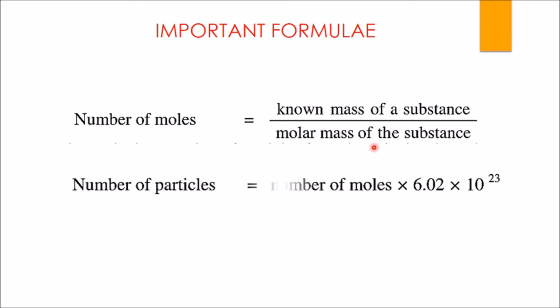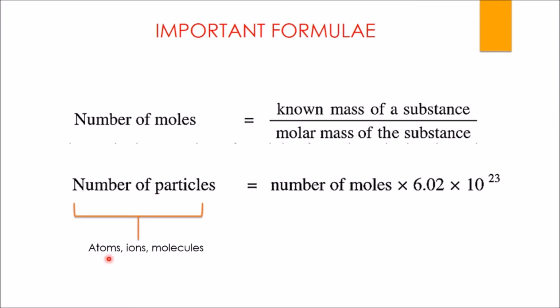We have another important formula, which is for the number of particles. We know that the number of particles is equal to the number of moles multiplied by Avogadro's number. 6.02 exponent 23 is called Avogadro's number. Whenever you want to find out the particles, maybe atoms, ions or molecules, whenever you are asked to find out the number of atoms or number of ions or the number of molecules, you are going to apply this formula for the number of particles.